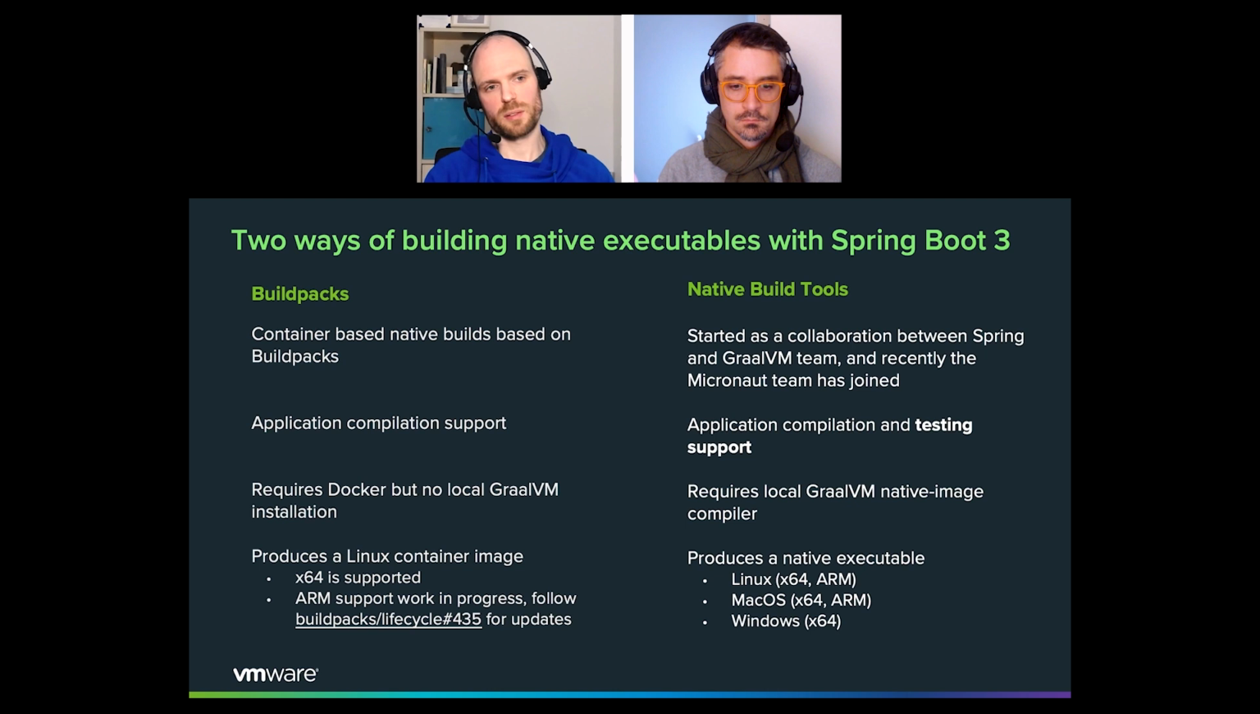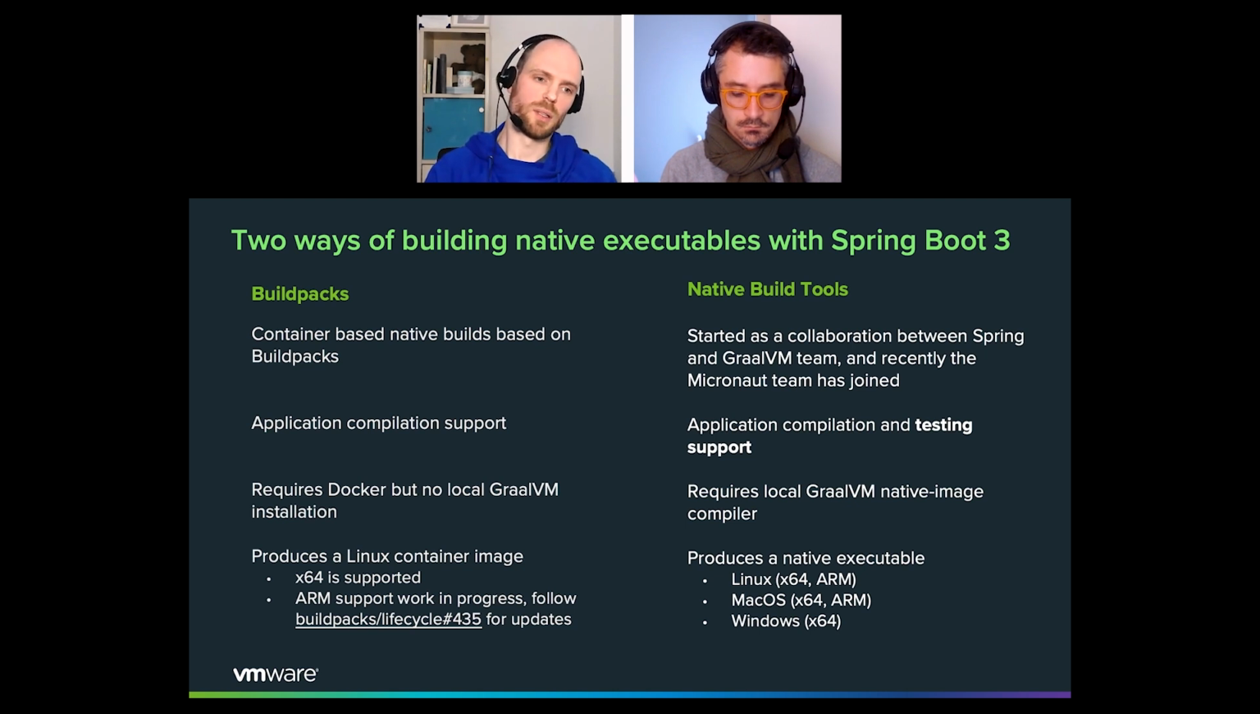So now that your tests are working, you can decide how you want to push your app into production. There are two ways: the native build tools way, which I showed in the demo, and the buildpacks way, which I didn't show, but it works nonetheless. Buildpacks are container-based native builds, which means you have your source code, you have a Docker daemon, and then you run it, and it essentially builds your application inside a Docker container. It packages it into a run image, and then you can run this image.